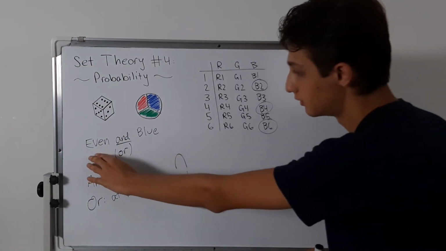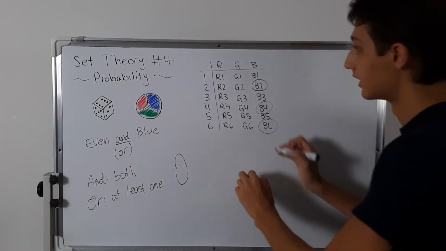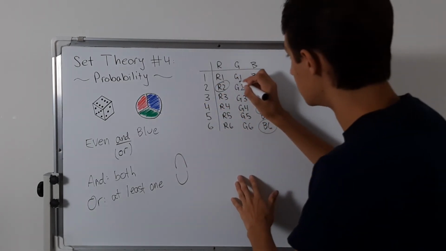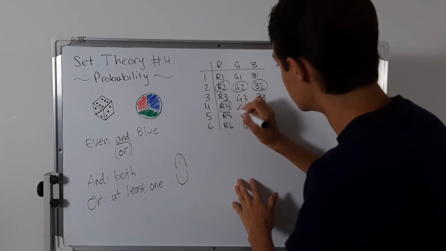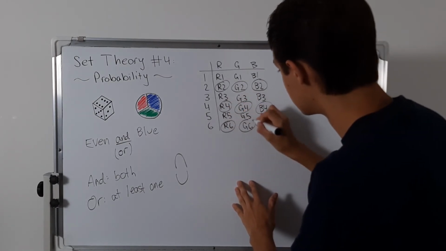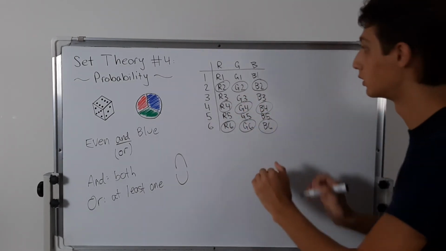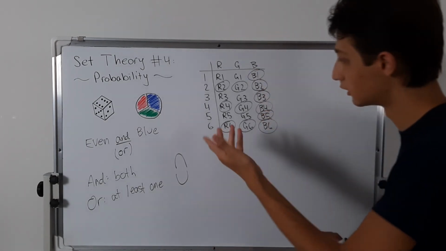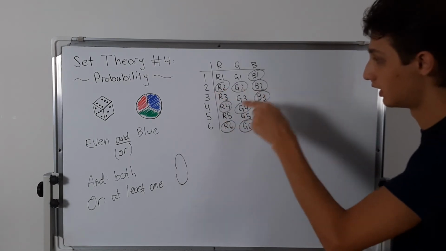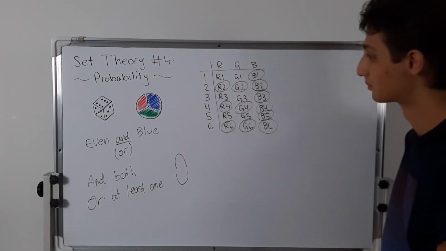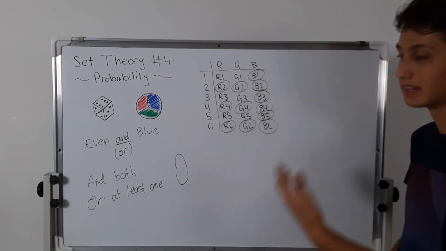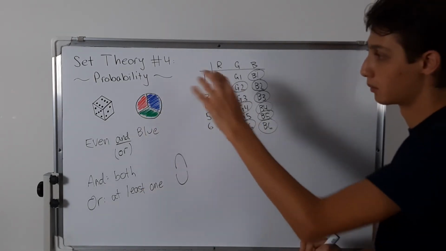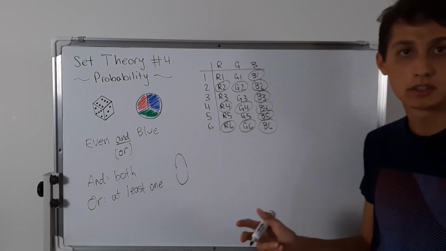So if we're looking for even or blue, then it's going to be this one, because this is even. It's not blue, but it's even. This is also even. This is also even. So it's this, and this. And then everything else that's blue also counts, because even though it's not even, it's still blue. And so you can see that you have a lot more circles there. Okay, so that's basically the interplay between intersections and unions with basic probability. And I really just wanted to highlight that.